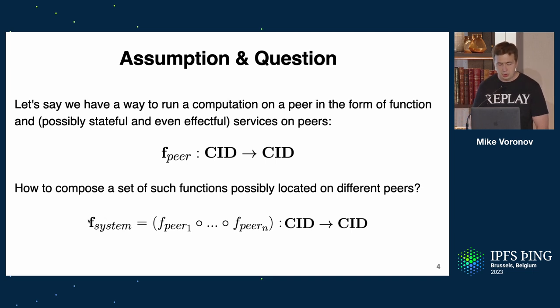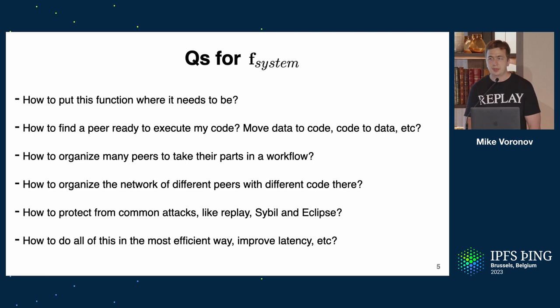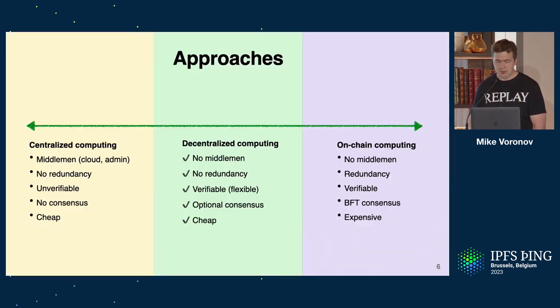But there is a much more complex problem. Let's say that we now have distributed environments and we have a lot of such functions. How can we compose them? How can we build this system F that is a composition of different functions located on different peers? For this particular problem, there are a lot of questions. For example, how to put this function where it should be? How to advertise services in this network, how to discover them, and a lot of other questions.